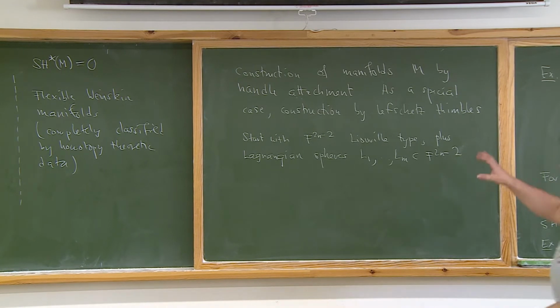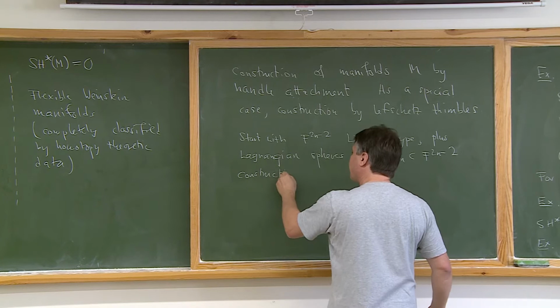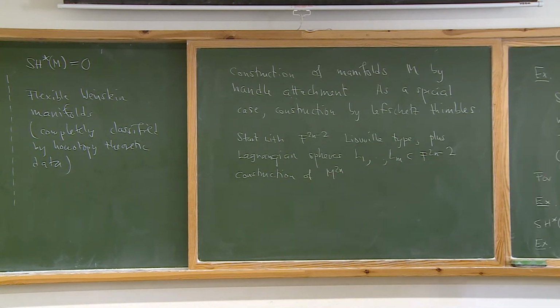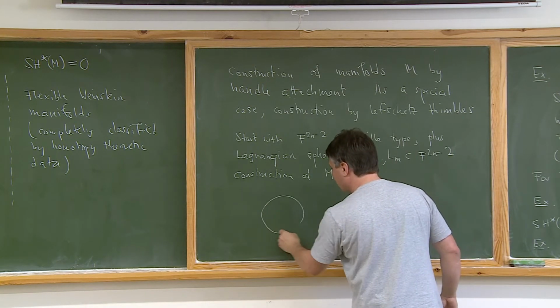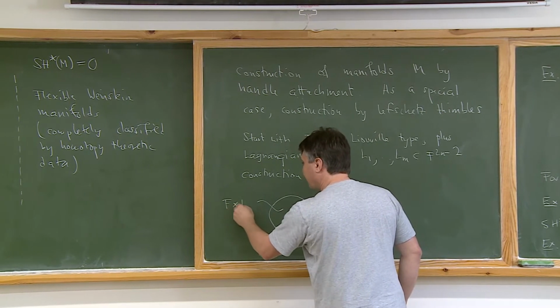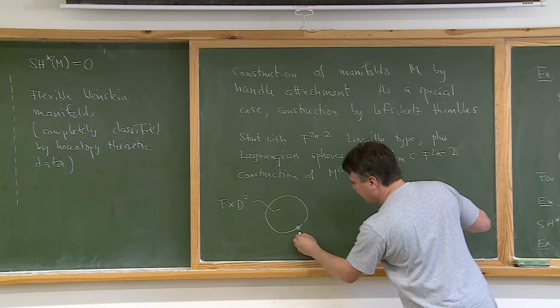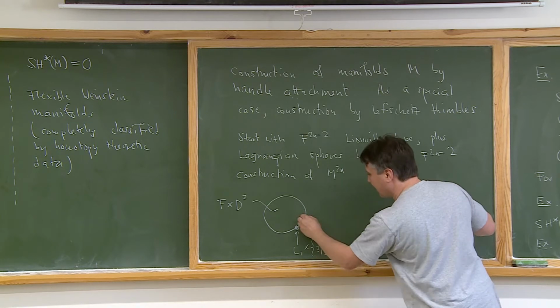Okay. So, they don't intersect? They can intersect. They can completely intersect, because the way that you do it, you go up by 2 dimensions. So you start with, say, F cross a 2-dimensional disk. And then here you put your Lagrangian submanifolds on the boundary of the disk.